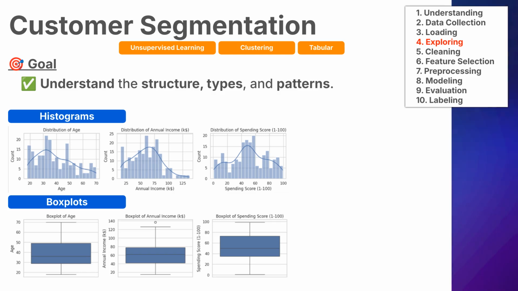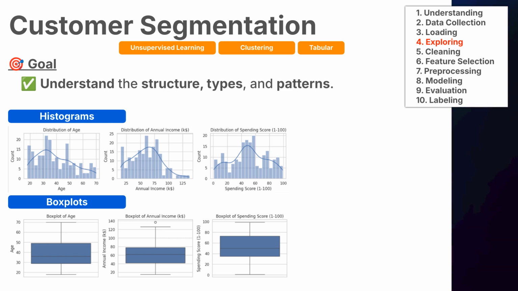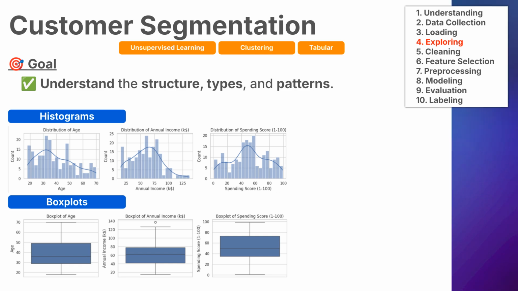There is one noticeable outlier above 130K in annual income. This means while most customers fall into a normal income range, a few have exceptionally high income. These can be treated separately or normalized depending on modeling needs.